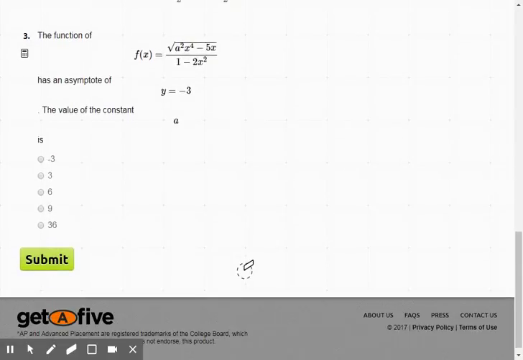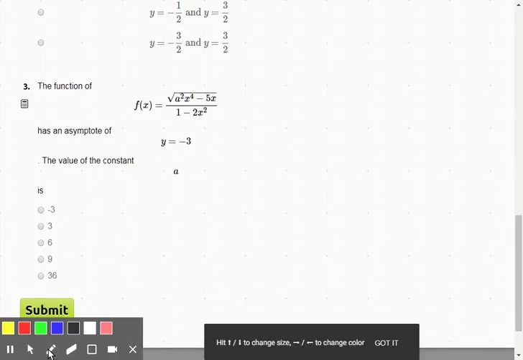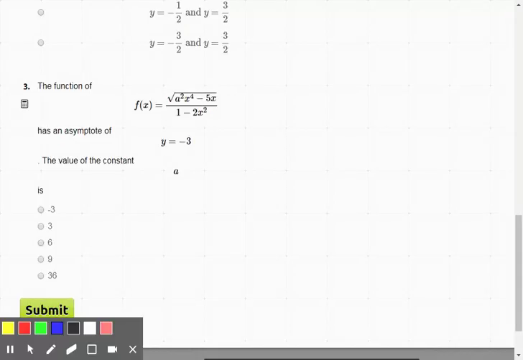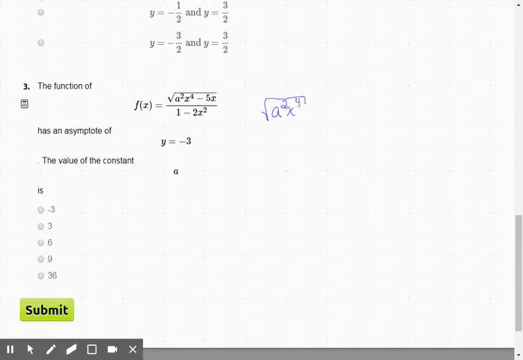Okay, and this last one, let's check this out. It says this function, with a bunch of funky stuff going on, has an asymptote of negative 3. So what is the value of the constant a? Same thing that we've been dealing with here. If we take the square root of the top over the bottom, we're only concerned about that negative 2x squared. And if we plug in infinity, we're going to end up with negative 3.